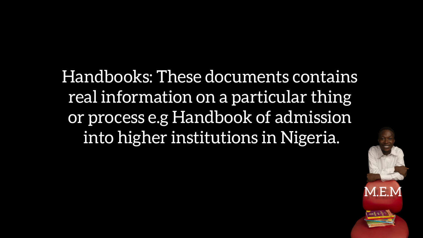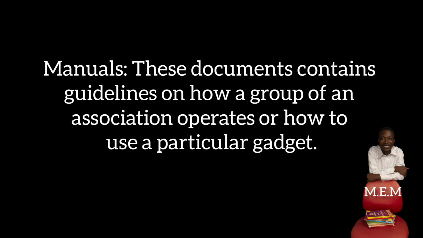Also, one of the book materials that we have in the library is handbooks. Handbooks contain factual information on a particular thing, maybe a handbook of admission into higher institutions. Those kinds of materials, you can find them in the library. Also, we have manuals, which contain guidelines. An example is manuals of the girl guide, manuals of the fire brigade service, and so on. Those materials contain guides on how those people operate, or how we operate a certain machine. When you buy electronics, you see manuals there.